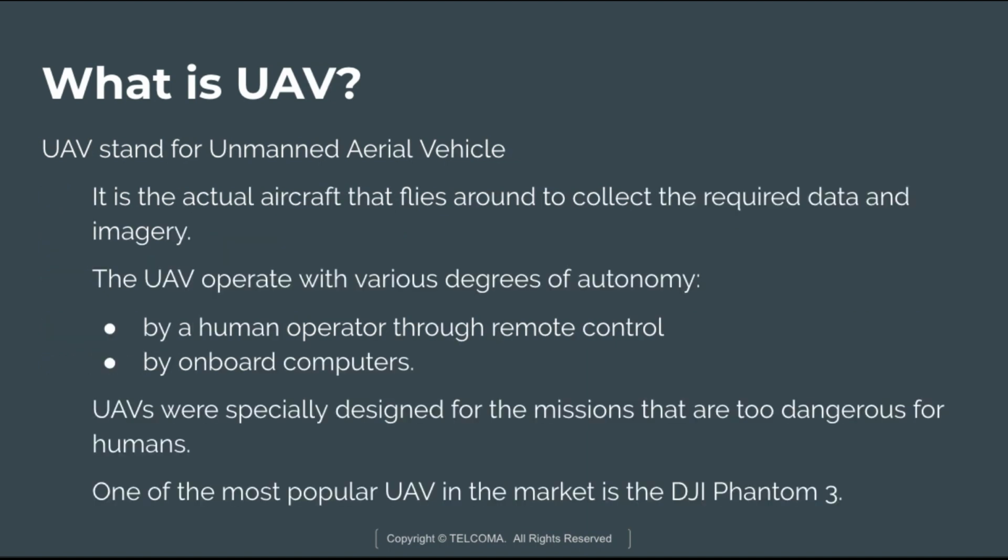Next, what is UAV? UAV stands for Unmanned Aerial Vehicle, and it is the actual aircraft that flies around to collect the required data, imagery, or information. The UAV operates with various degrees of autonomy: it is operated by a human operator through remote control, and it is also operated by an onboard computer. UAVs were specially designed for missions that are too dangerous for humans. This drone was very popular among professional aerial cinematographers. One of the most popular UAVs in the market is the DJI Phantom 3.